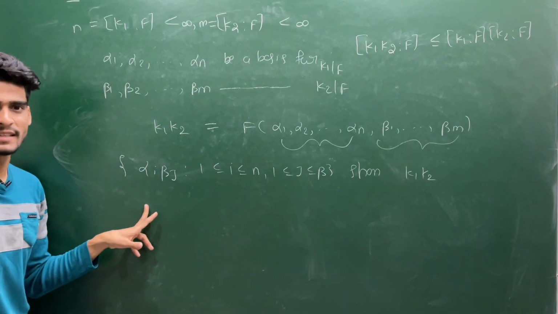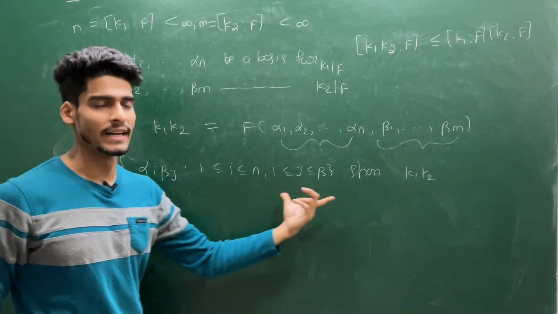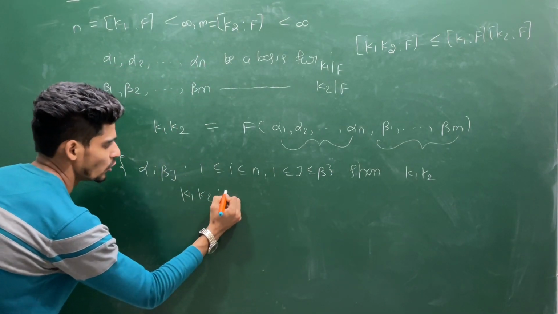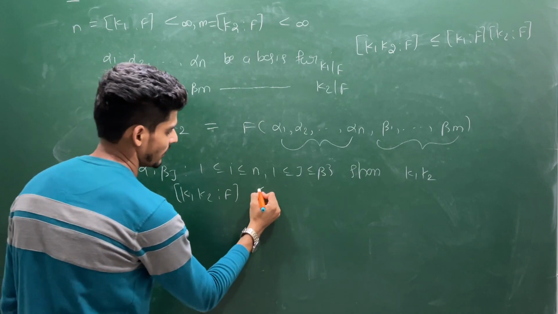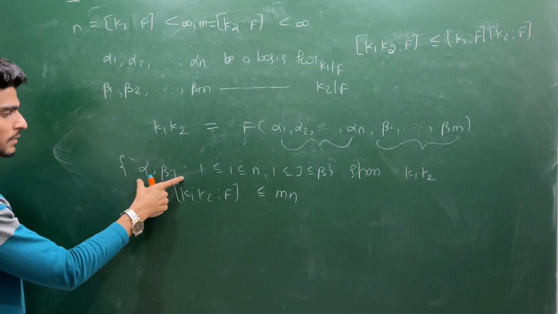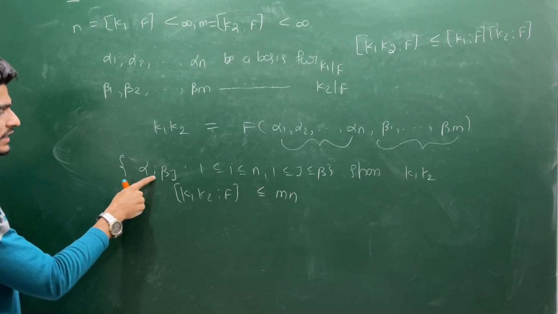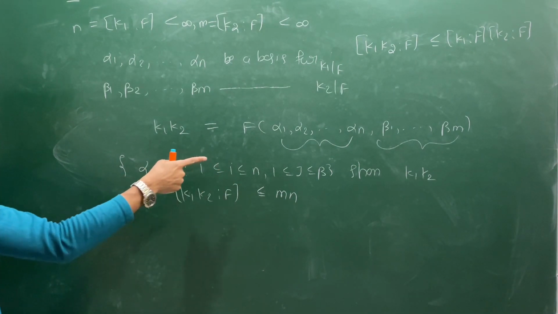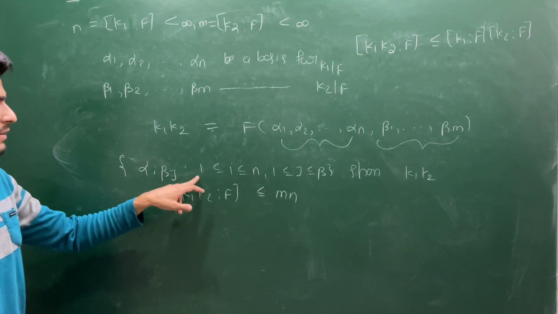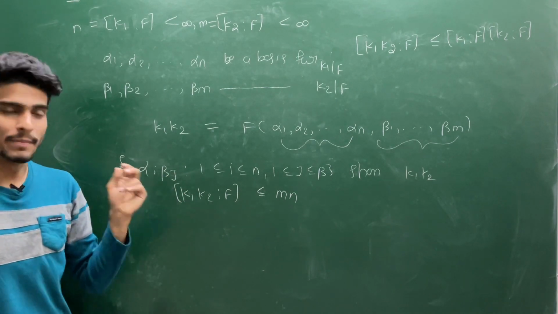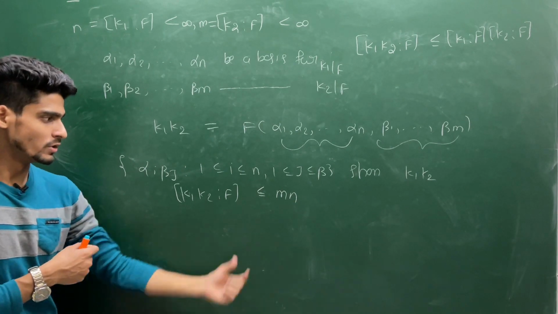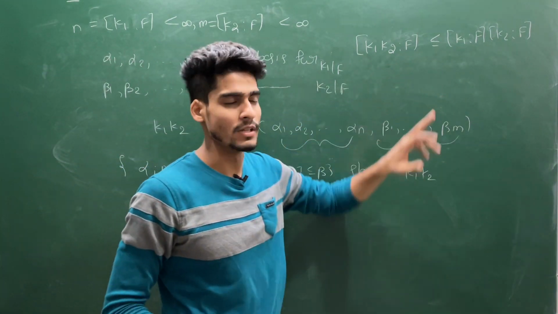If this is a spanning set, if I remove the linearly dependent elements, I will get a basis. So I can surely say the degree of k1 k2 over F is less than or equal to mn, because how many elements are there of this format? Exactly m into n, because for each i I have n choices, for each j I have m choices. So for alpha i beta j I have total mn choices, but there may be some linearly dependent elements. So I have to remove those linearly dependent elements. So this argument is a valid argument for this proof.